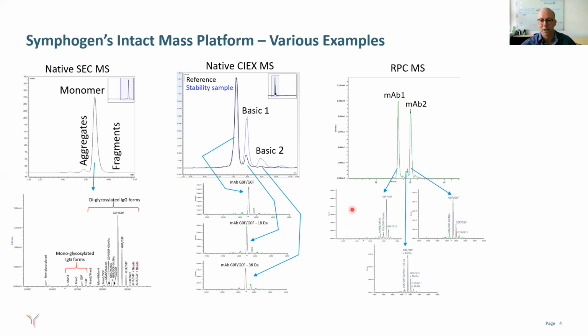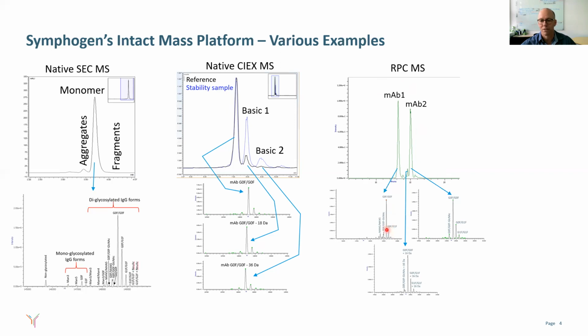Reverse phase MS is shown here. This is a product containing 2 antibodies. The key point here is to use difluoroacetic acid, not the conventional trifluoroacetic acid used for reverse phase separation of large biomolecules. Difluoroacetic acid gives you excellent chromatography as shown here in the UV trace and a good MS readout.